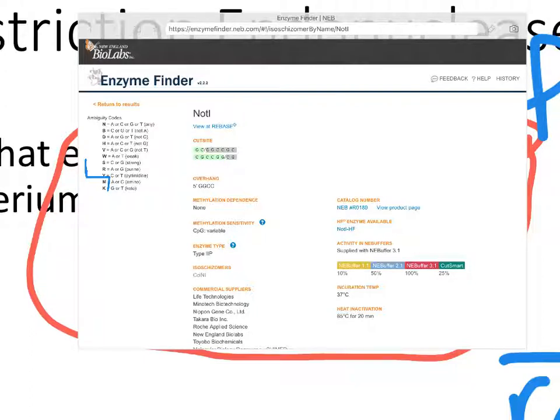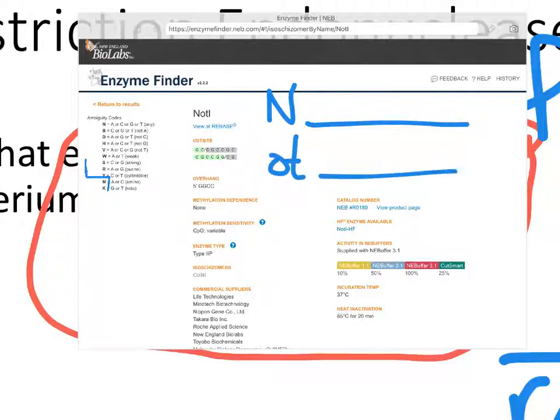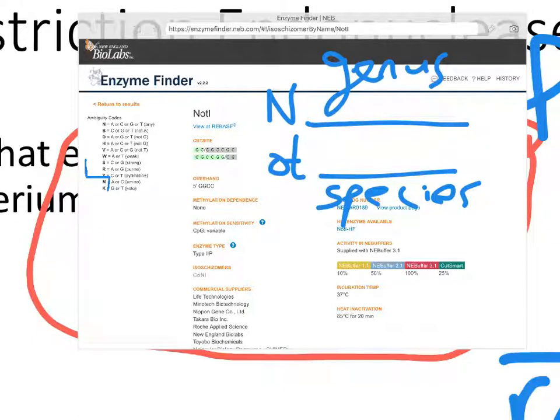It turns out the convention is the first letter comes from the first letter of the genus name of the bacterium. And the next two letters are the first two letters of the species name. So I think, if I remember correctly, N stands for nocardium, and OT stands for otiditis. So nocardium otiditis is the scientific name of the bacterium that this enzyme came from.